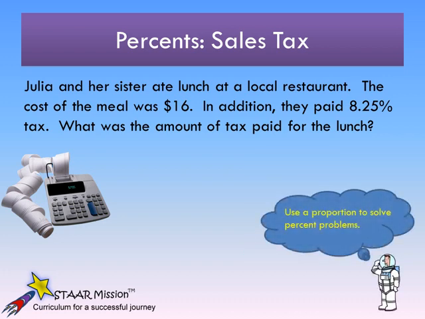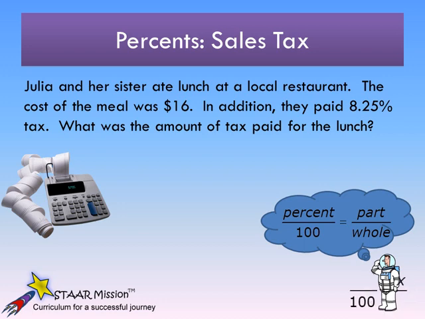You can use a proportion to solve percent problems. Percent over 100 is equal to part over whole. So 8 25/100 over 100 is equal to x over 16. We do not know the part, so we use x to represent the unknown.